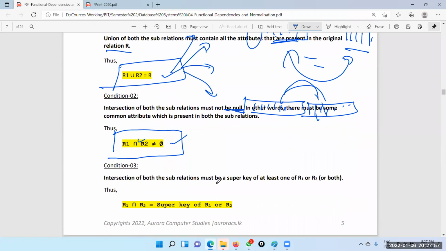Intersection of both subrelations must be super key of at least one of R1 or R2 or both.